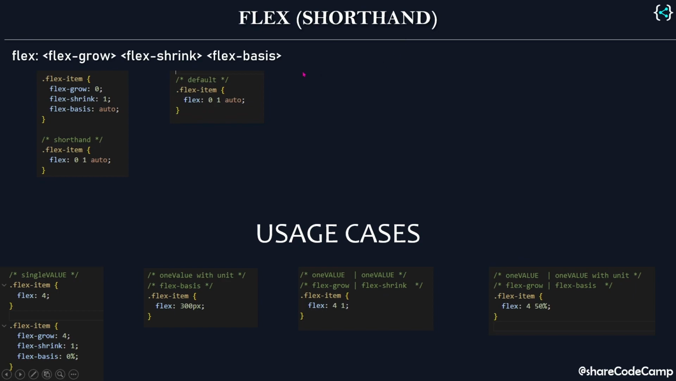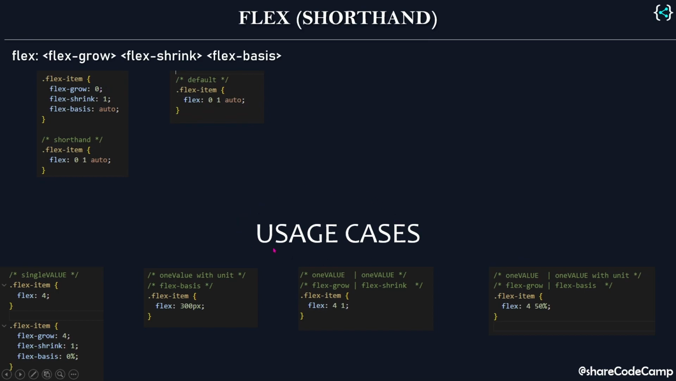Let's move. What is flex? Flex is shorthand of these three: flex-grow, flex-shrink, and flex-basis. By default it's flex 0 1 auto. So if you give flex-grow 0, shrink 1, basis auto, instead of doing this, you can use this shorthand. Remember, before using flex, you have to really understand these three. Also, you can give decimal numbers if you like, but you cannot give negative ones.